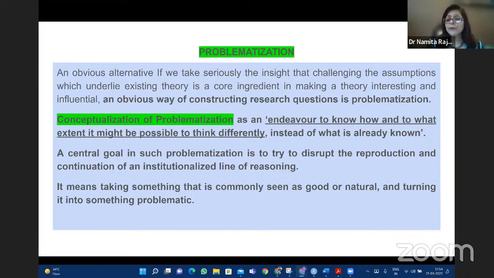So it is an endeavor to know how and to what extent it might be possible to think differently. Yes, you are now on a different continuum. You are now on a different bus. You are now on a different footing. X, Y. North Pole, South Pole.